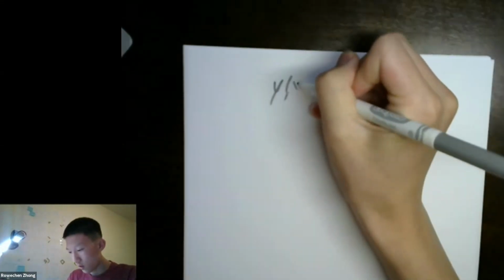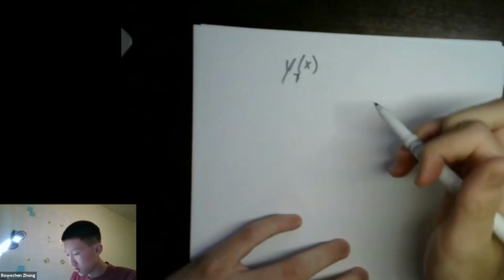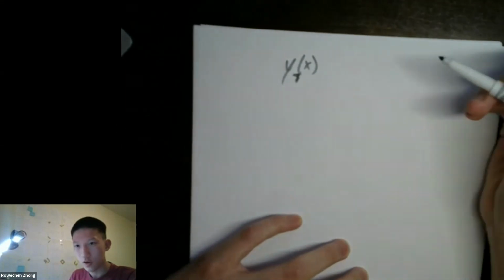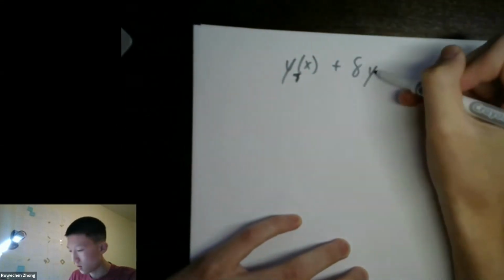Let's check it. We start with y of x. And we're going to add something. I've got all my physics up here. Okay, so we've got y of x. What are we going to do with it? We're going to take it and add a very small delta y to it.